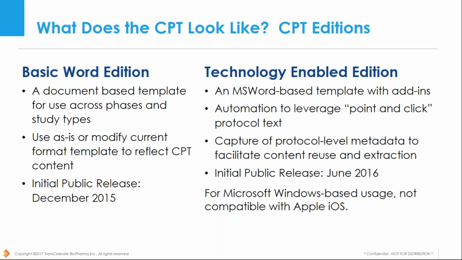The technology-enabled edition is an MS Word-based template with add-ins. So the main functionality that we leverage in this template is point-and-click automation. This will populate the document with variables where we're then able to export and reuse that information in downstream processes. This version of the template was released in June of 2016, and it's important to note that it is in Microsoft Windows-based usage and that it's currently not compatible with Apple operating systems.